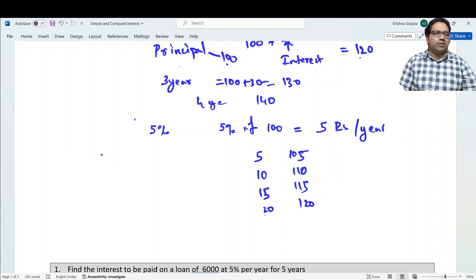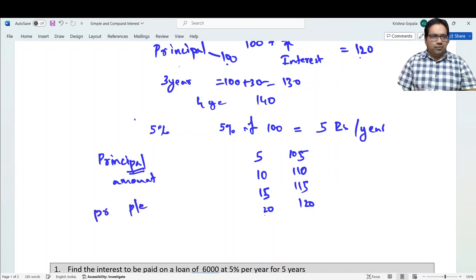Simple interest means whatever is your principal amount. The principal amount is the amount that we have taken as loan. Remember this spelling: it is P-A-L, not P-L-E. There is one more word in English called principle, which means rule. Remember, L-E: principle means rule.